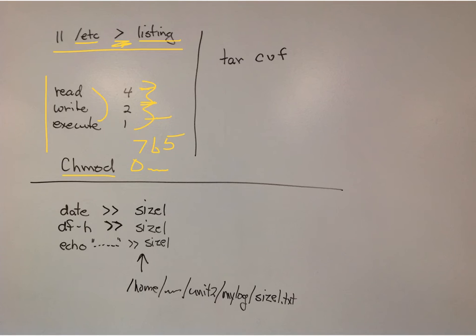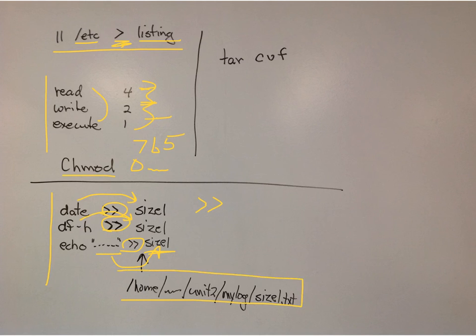There was a little script where we wanted to put the date in size 1 and the disk information into size 1, and then we echoed a bunch of dashes and put that into size 1. These would append, and that's just greater than symbols. Now, something we have to be concerned about is where is size 1. So here's an example where I gave the absolute path to size 1.